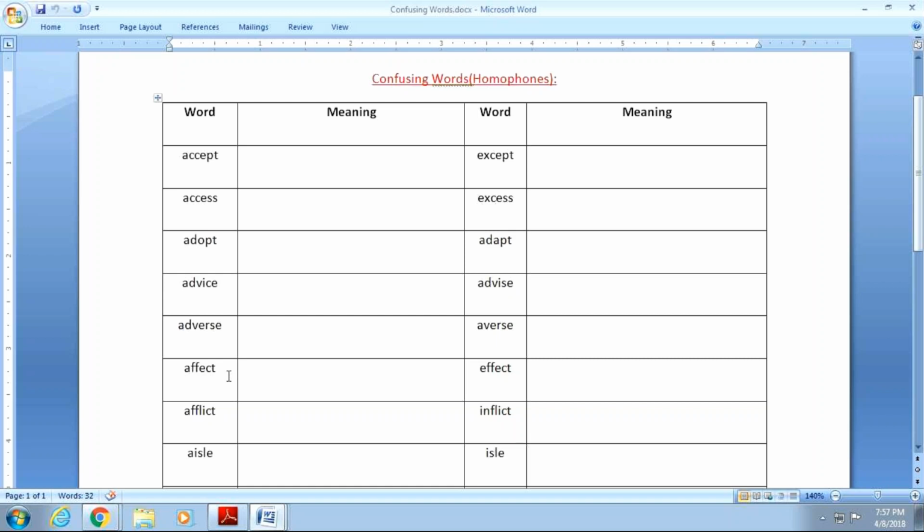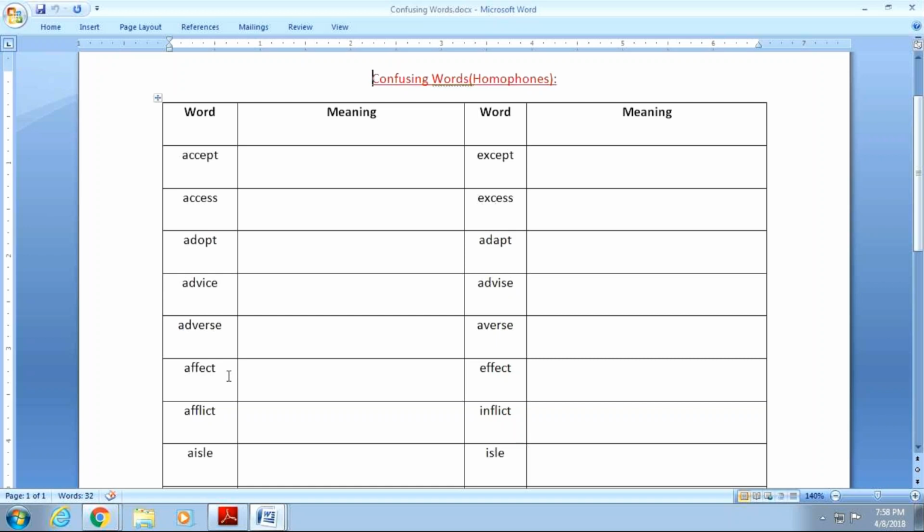Example, the South was afflicted by a severe drought. And these insects are capable of inflicting a painful sting.